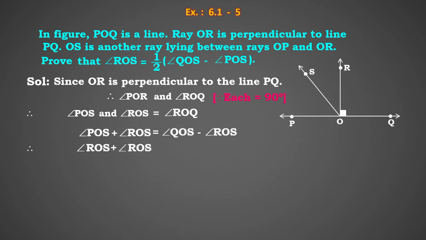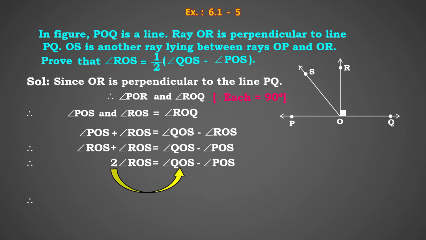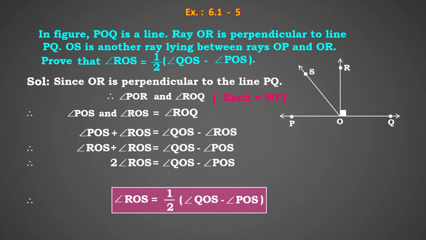Therefore, angle ROS plus angle ROS equal to angle QOS minus angle POS. Therefore, 2 of angle ROS equal to angle QOS minus angle POS. So if we transpose 2 to the right hand side, we will get angle ROS equal to half within bracket angle QOS minus angle POS.